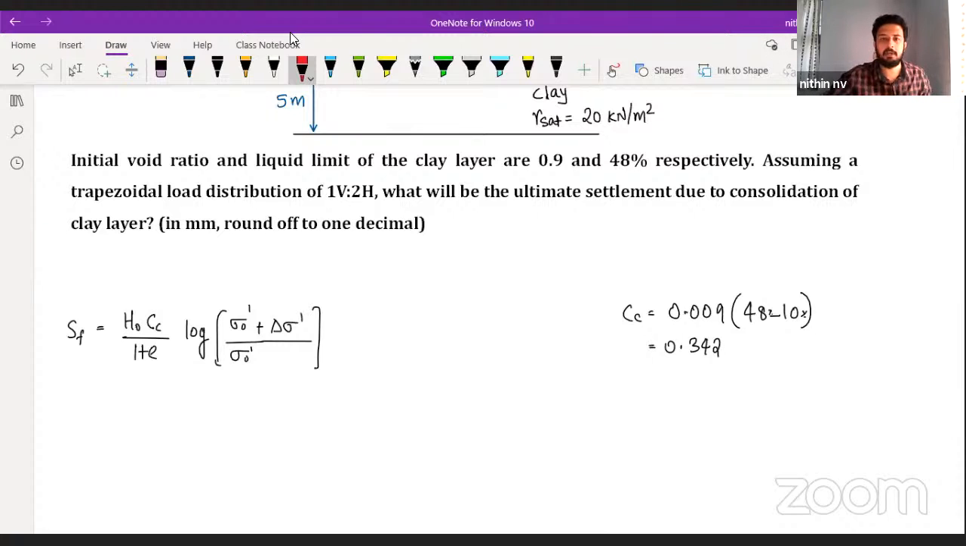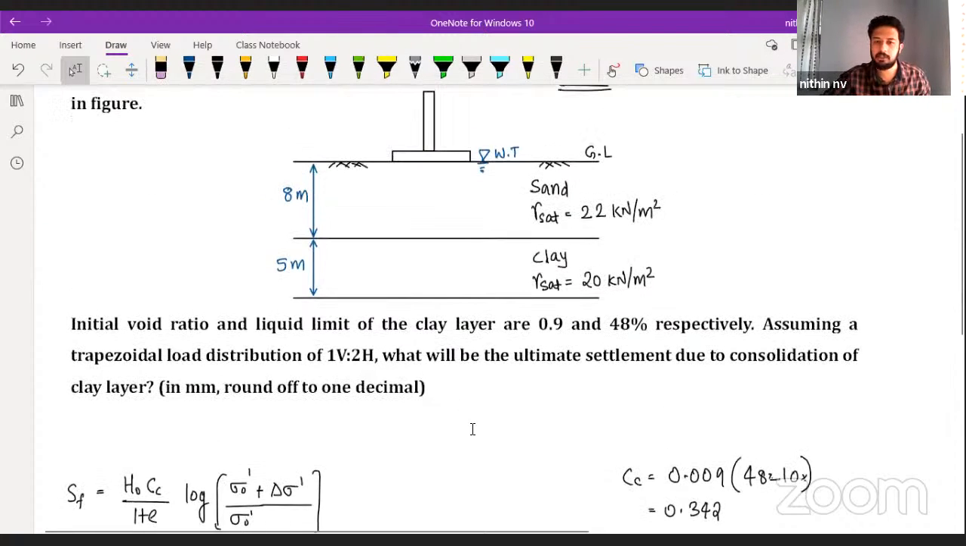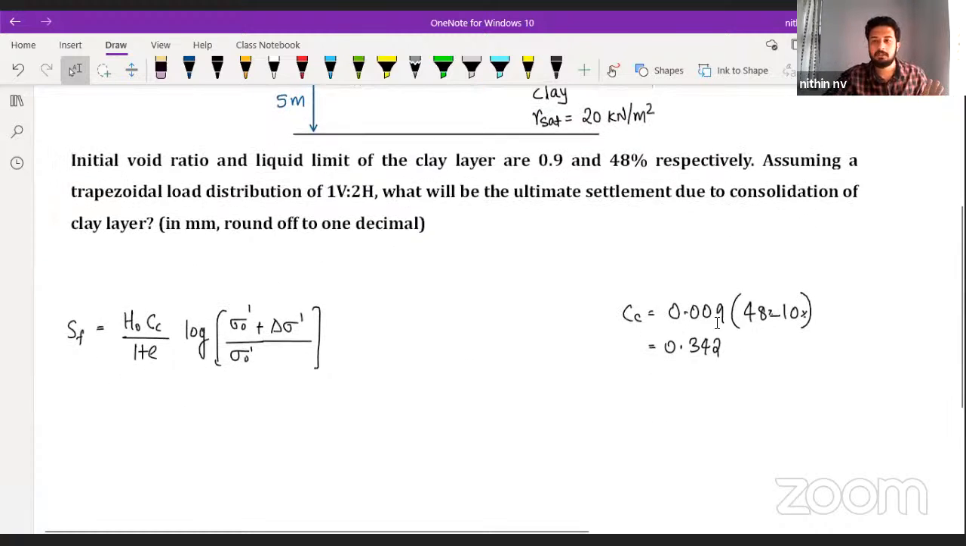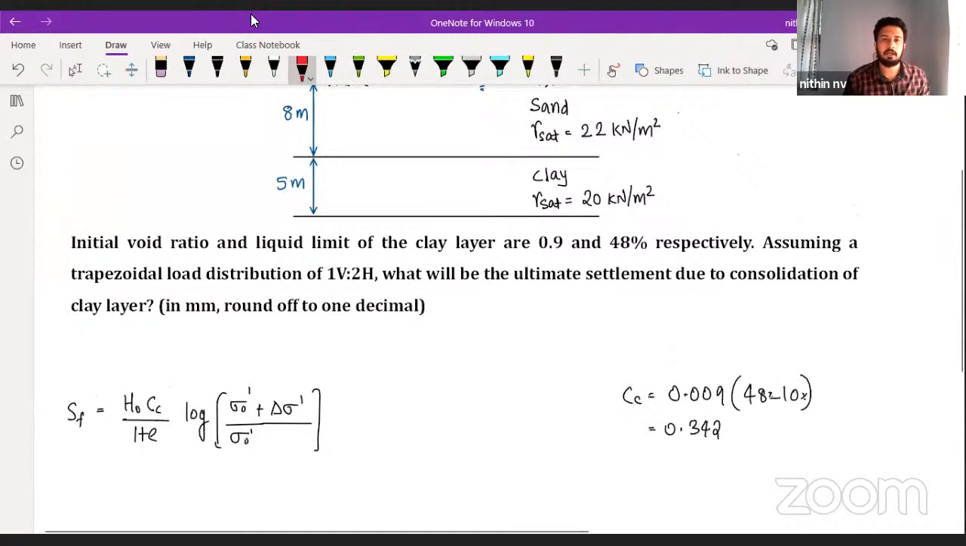So H0 we have now. H0 is how much for the clay layer? What is the initial thickness? Due to consolidation, thickness will change. Okay, that's why we are putting H0 initial. So that is 5 meter we have. Cc value we got. e0 also we have, initial void ratio we have.